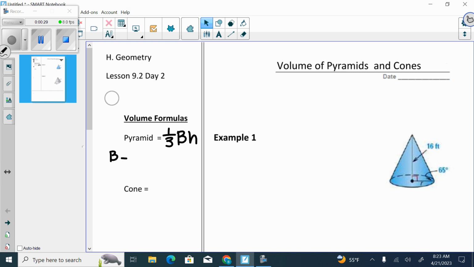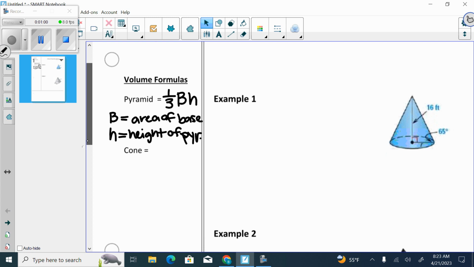So B, remember, stands for area of the base. And H stands for the height of the pyramid. And remember, our height has to be perpendicular to the base, right? So we're using actual height, not slant height for this formula. All right, and then our formula for a cone.